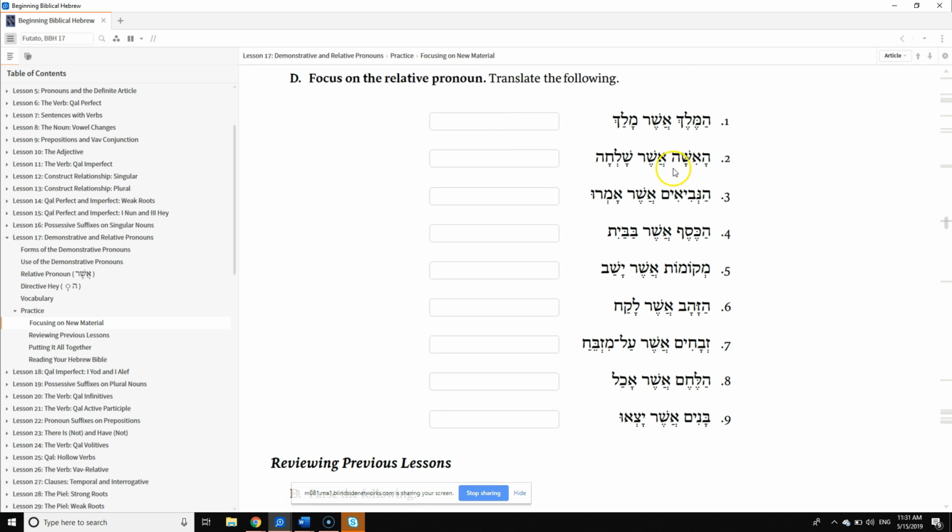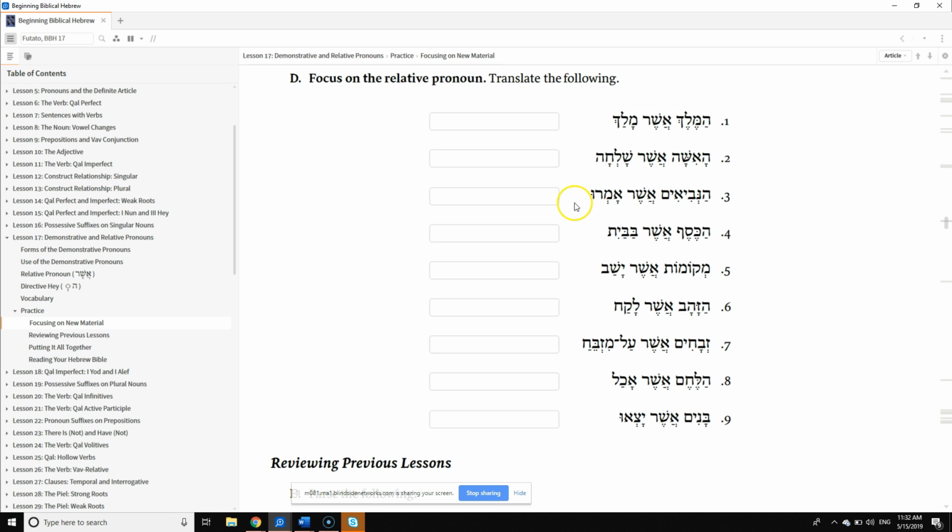Number 2, ha'isha asher shalcha. Ha'isha is going to be our noun, with the definite article, the woman. Who. Shalcha is our third feminine singular form of the Qal perfect of shalach, which means to send. Shalcha would be she sent. So, the woman who sent. Number 3, hanevi'im asher amru. Hanevi'im is the masculine plural, the prophets. Who.